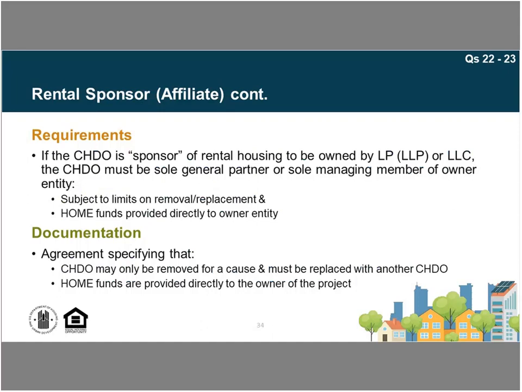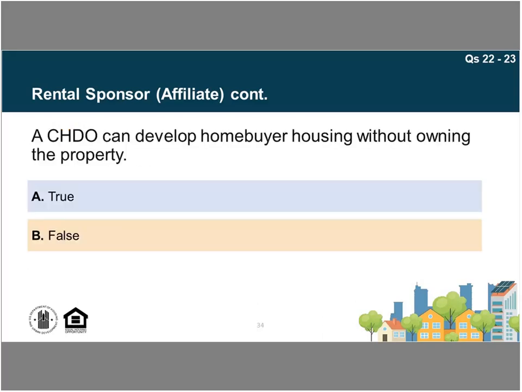The agreement must specify these things. You can enter into the agreement with the CHDO to authorize the project, but ultimately the funds flow directly to the ownership entity, the LP or the LLC. And those things also have to be covered in the agreement, and they are covered in the monitoring questions, as you see in questions 22 and 23.